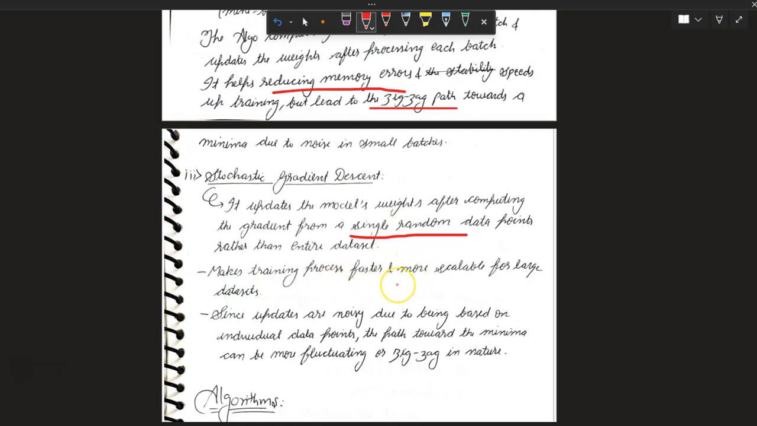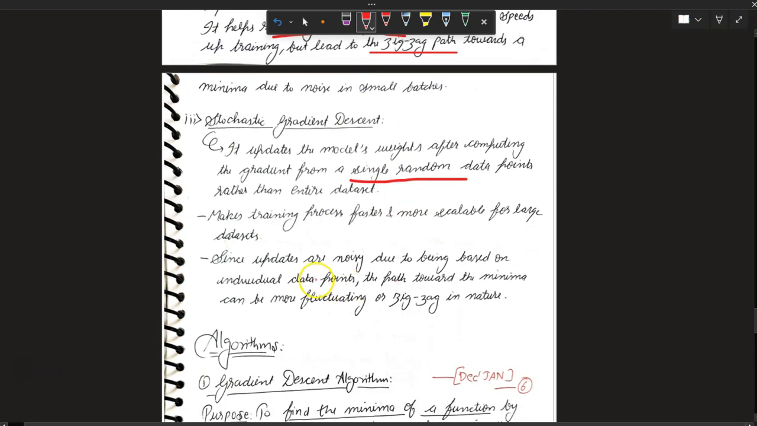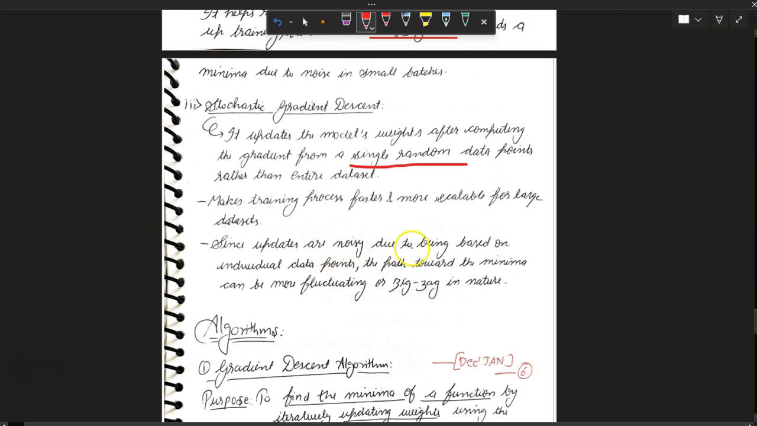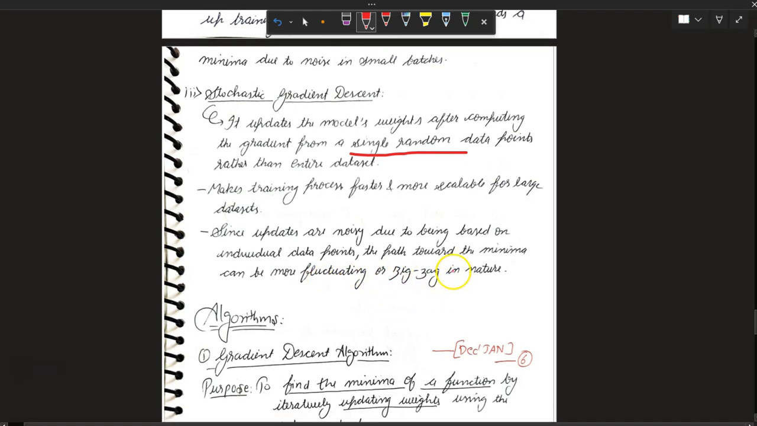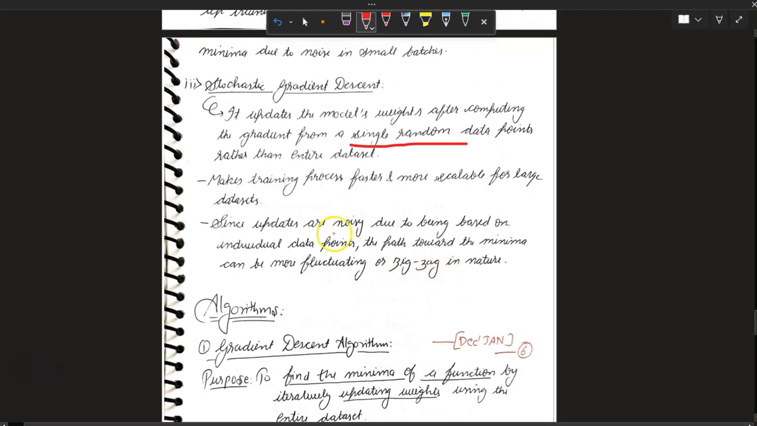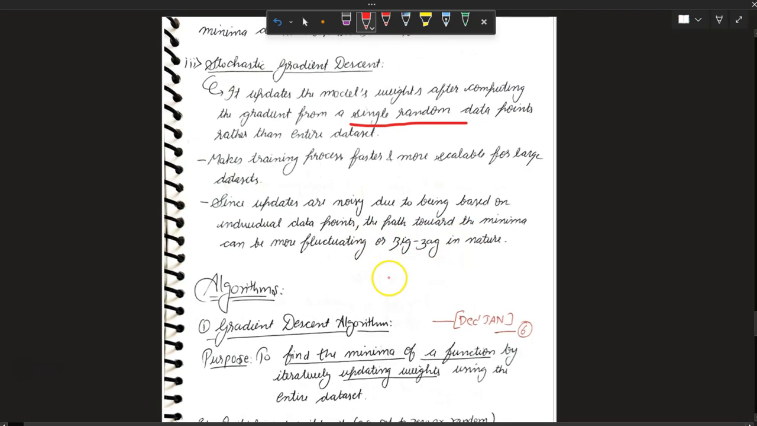The process is faster and more scalable for large datasets. Since updates are noisy due to being based on individual data points, the path towards the minima can be more fluctuating or zigzag in nature. The updates are noisy because we are updating weights at every iteration. So it can be noisy when we have a large data set, and the path towards the minima can be more fluctuating and zigzag.